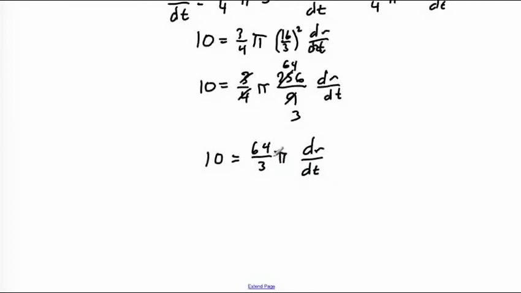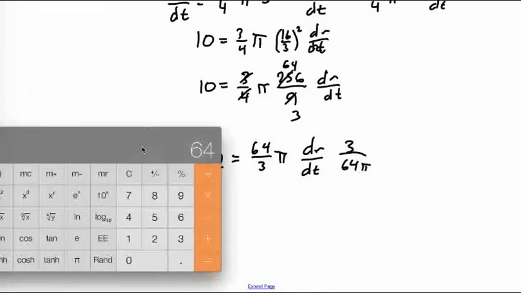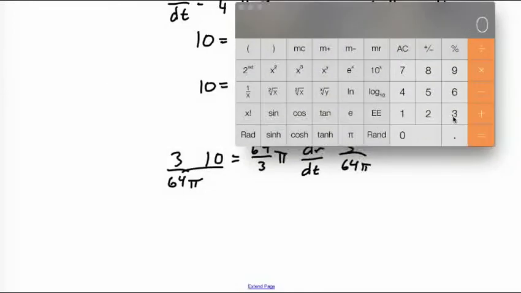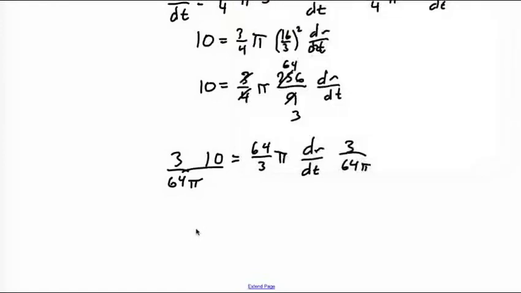So if I multiply both sides by 3 over 64 pi, we end up getting a decimal approximation of 3 times 10. And we're going to divide that by 64, and then divide that again by pi. We end up getting 0.1492. And that is dr/dt.